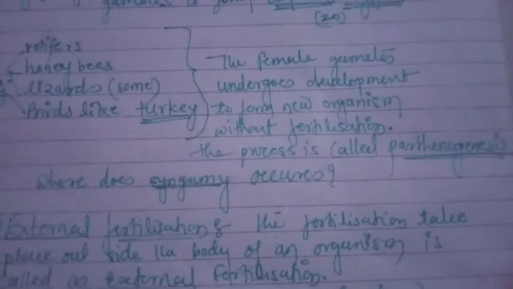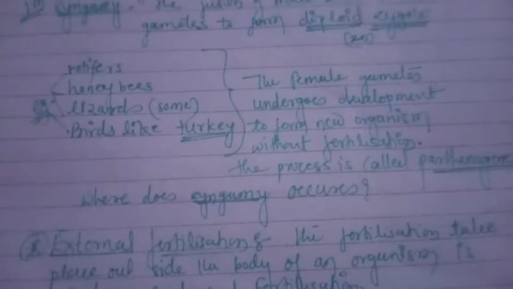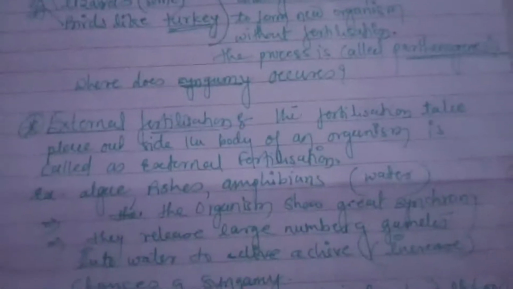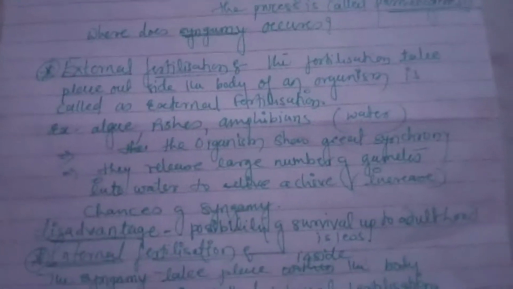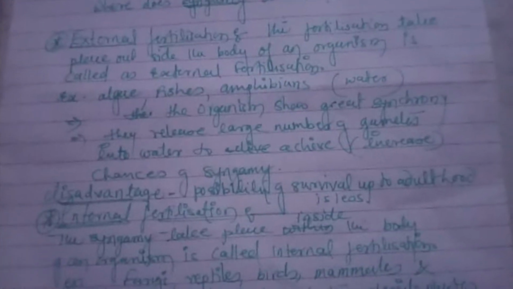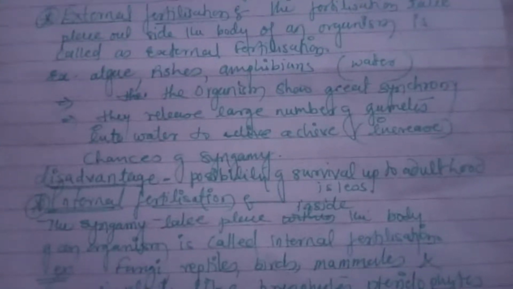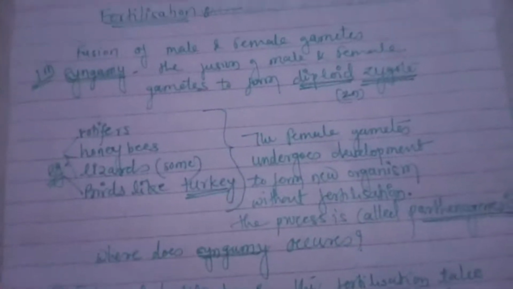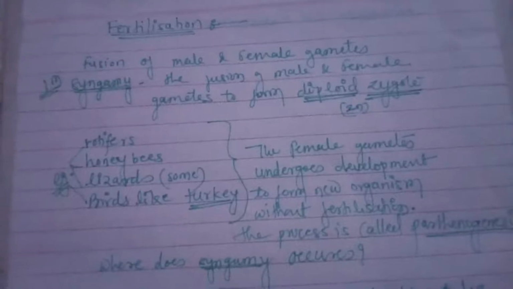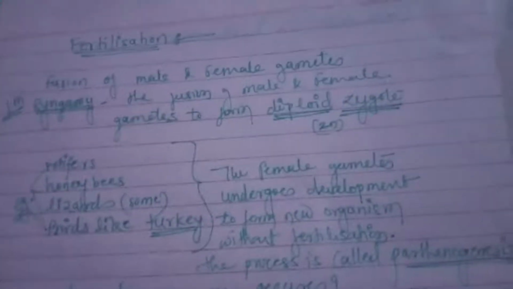These are important: fertilization definition, parthenogenesis definition. Then differentiate between external fertilization and internal fertilization. What is the disadvantage of external fertilization? These are the things. The questions are going to arise on the concept. What is that? Fertilization, the second event.